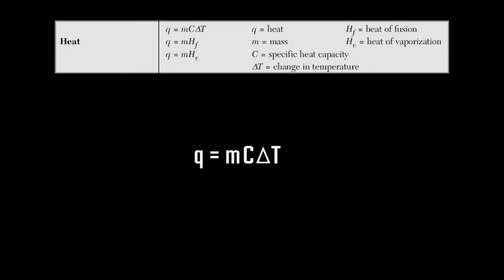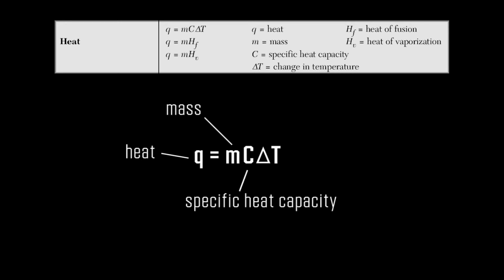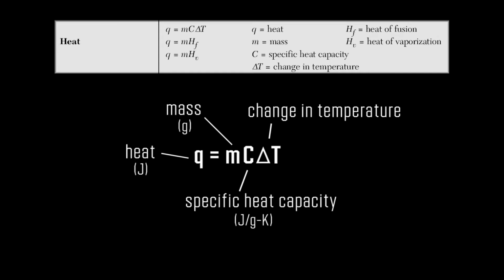The first equation is Q equals mc delta T. The reference table tells you that Q is heat, m is mass, C is specific heat capacity, and delta T is the change in temperature. You need to remember the units. The heat is in joules, the mass in grams, the specific heat capacity in joules per gram Kelvin, and change in temperature is in Kelvin.